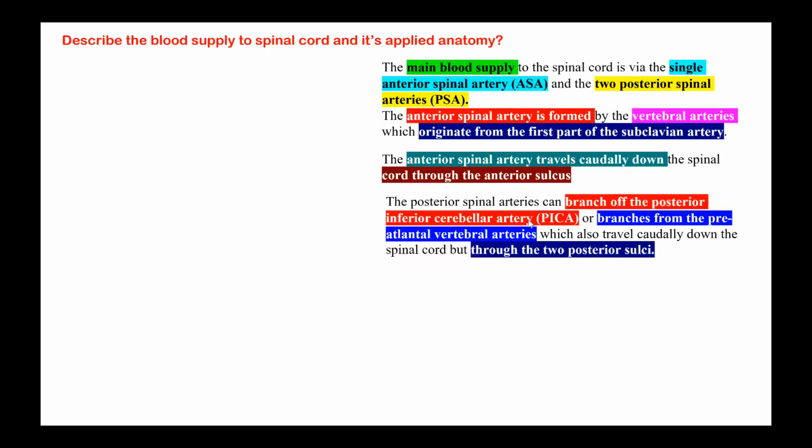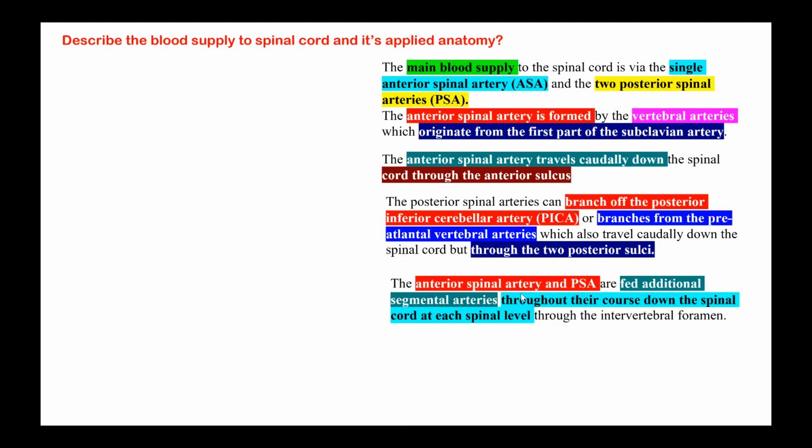It then traverses the anterior sulcus. Whereas the posterior spinal arteries most of the time branch off the posterior inferior cerebellar artery, the PICA, or sometimes they may branch from the pre-atlantal vertebral arteries also. So the anatomical variation is that the posterior spinal arteries can branch off from the vertebral arteries too, and they also travel caudally down the spinal cord through the two posterior sulci.